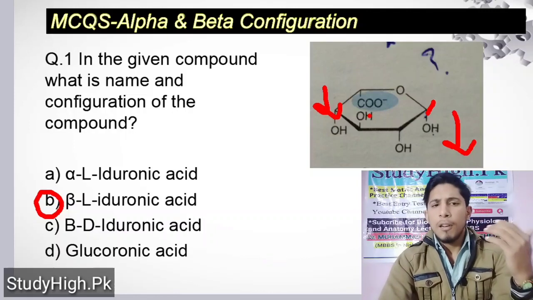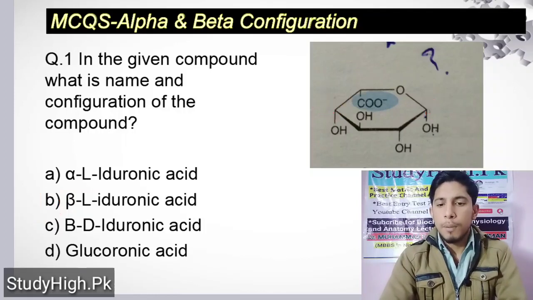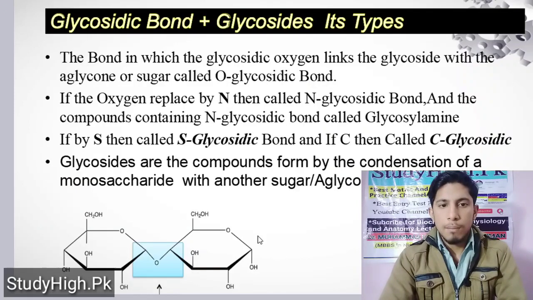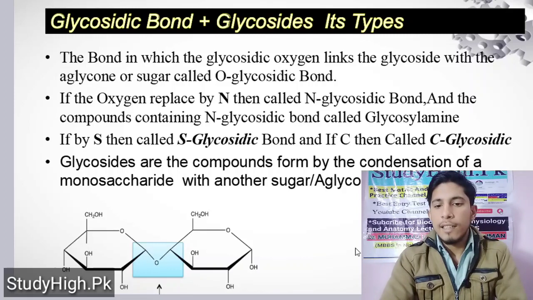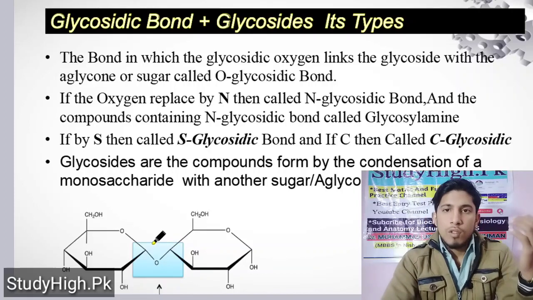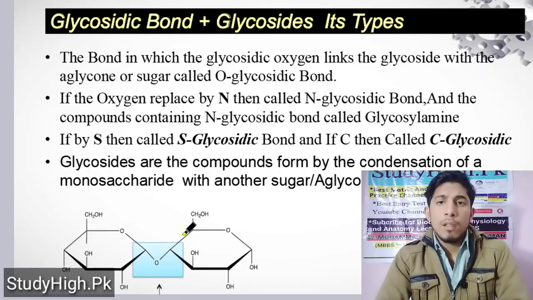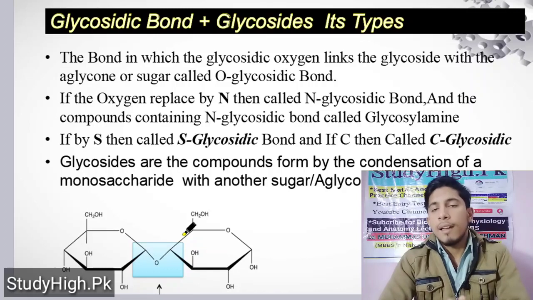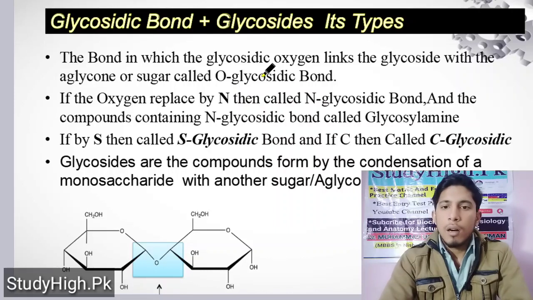So on the basis of alpha beta configuration, different types of MCQs can be made from this topic. Now we are going to discuss the next topic, which covers the glycosidic bond, glycosides and their types. First of all, I want to tell you what a glycosidic bond is. When two monosaccharides combine with each other, they combine with a bond. Like when two glucose molecules or glucose and galactose combine through a bond, that bond is known as a glycosidic bond.